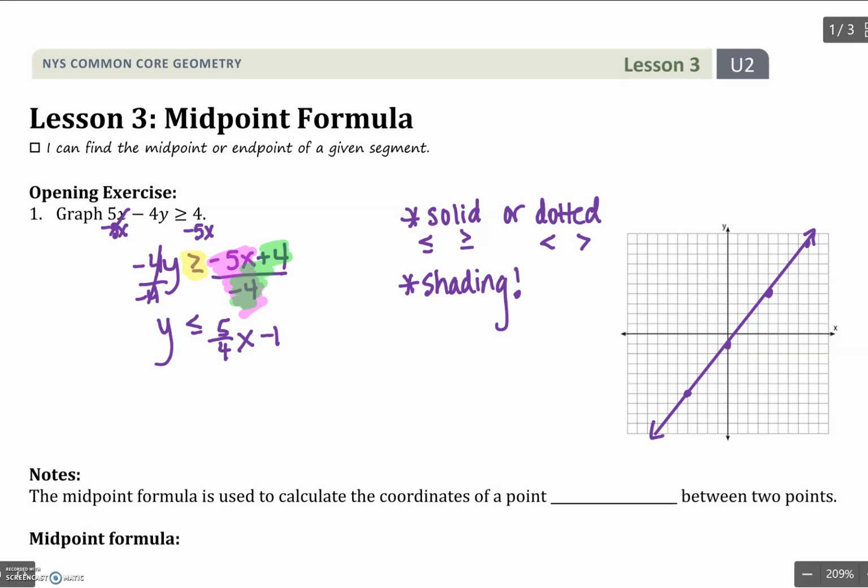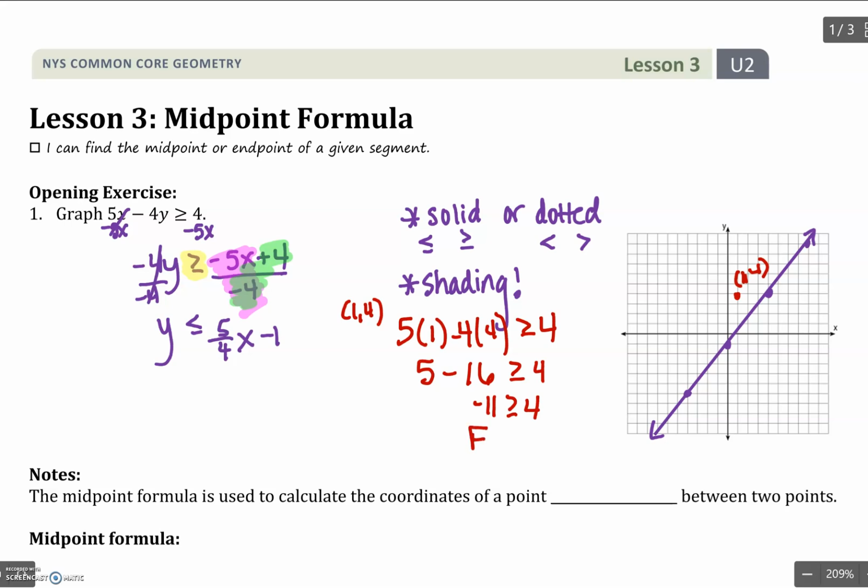So you pick any point you'd like to test. For example, I'll do this point here, which is 1, 4. And we see if it's true by substituting in. I usually use the original. So if I'm checking the point 1, 4, I'm plugging in a 1 for x and a 4 for y, and seeing if that is greater than or equal to a +4. And it is not. -11 is not greater than or equal to 4. So this is a false inequality, and therefore I shade away from the point 1, 4. I shade on the other side where it would be true points. Any point on this side would make a true.